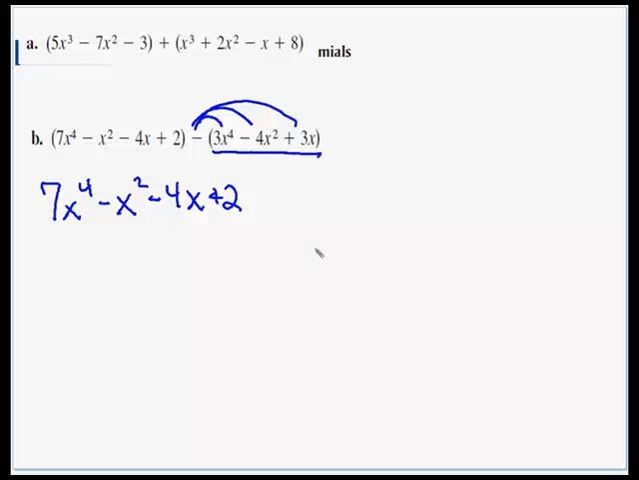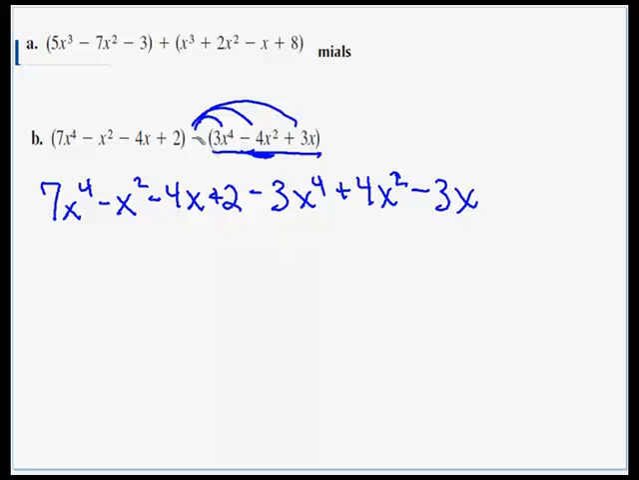Now we distribute the negative, which in effect is just going to flip every sign in the second polynomial. This was a plus 3x to the 4th in the parentheses. We distribute the negative, and now it's a minus 3x to the 4th. Our next term was a minus 4x squared. Well, that minus is now a plus. Negative times negative is positive 4x squared. And our last term was a plus 3x. That negative is distributed and makes that into a minus 3x.